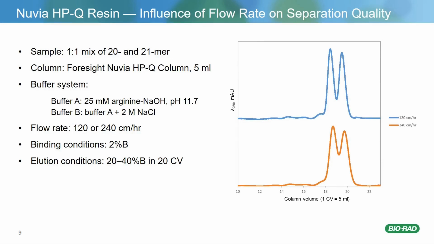And the same binding and elution conditions as before, binding in 2% B and eluting in 20 to 40% B over 20 CVs. And on the right, you can see in the blue is the 120 centimeters an hour, and the orange is 240 centimeters an hour. Both are showing some separation, but clearly the slower flow rate of 120 centimeters an hour gives a deeper separation between the 20 and the 21 mer. And this isn't completely unexpected, as usually if you want to increase your resolution, lowering the flow rate will get you there.